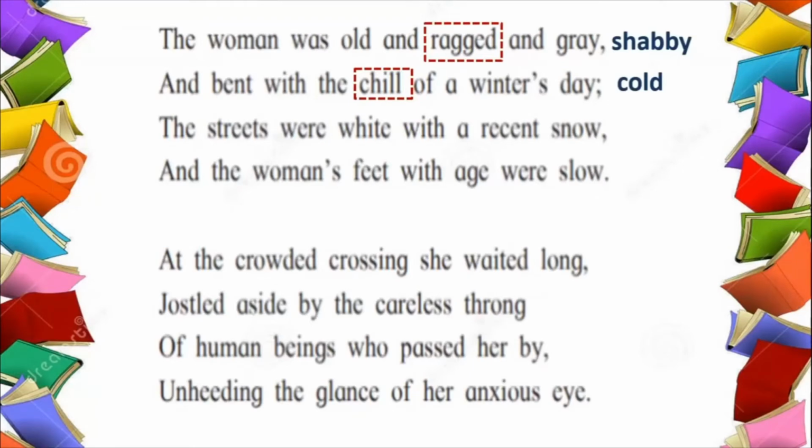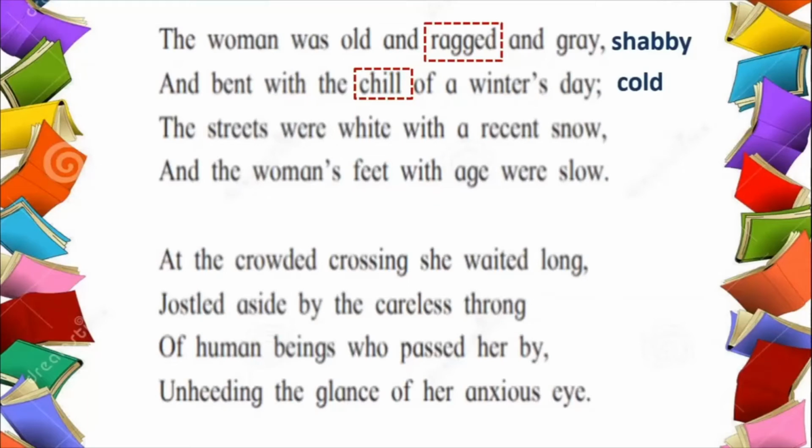So it was cold, it was a winter's day, and I told you that the poetess is an American. So here the situation describes not our country India, but it describes America, where in winter it is very cold and the streets are full of snow. We do not see that situation here, not at least in Maharashtra. The streets were white with recent snow, and the woman's feet with age were slow. So the streets were white, there was snow everywhere, there was ice everywhere, and the woman was walking very slowly because she was an old woman and there was less strength in her feet.